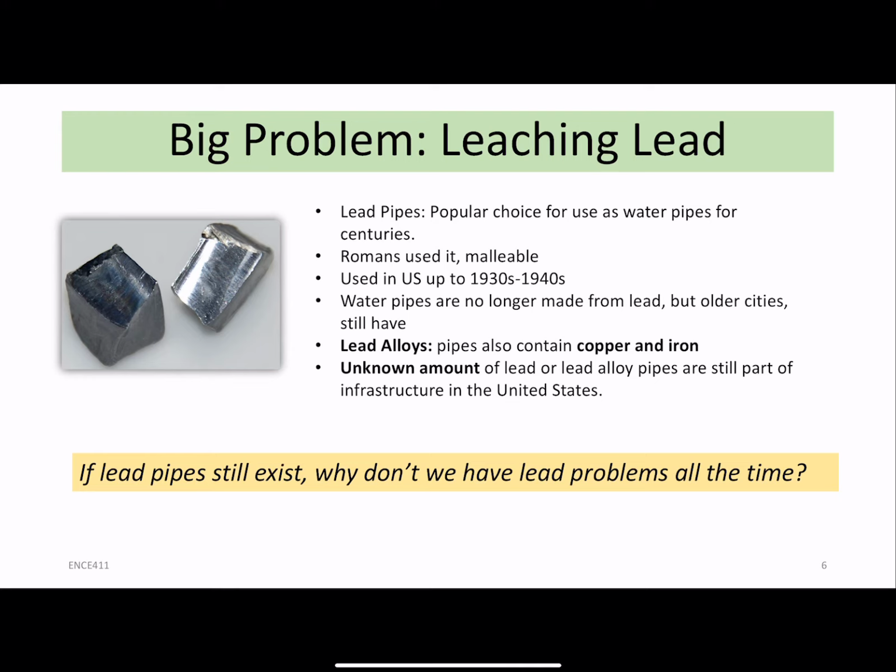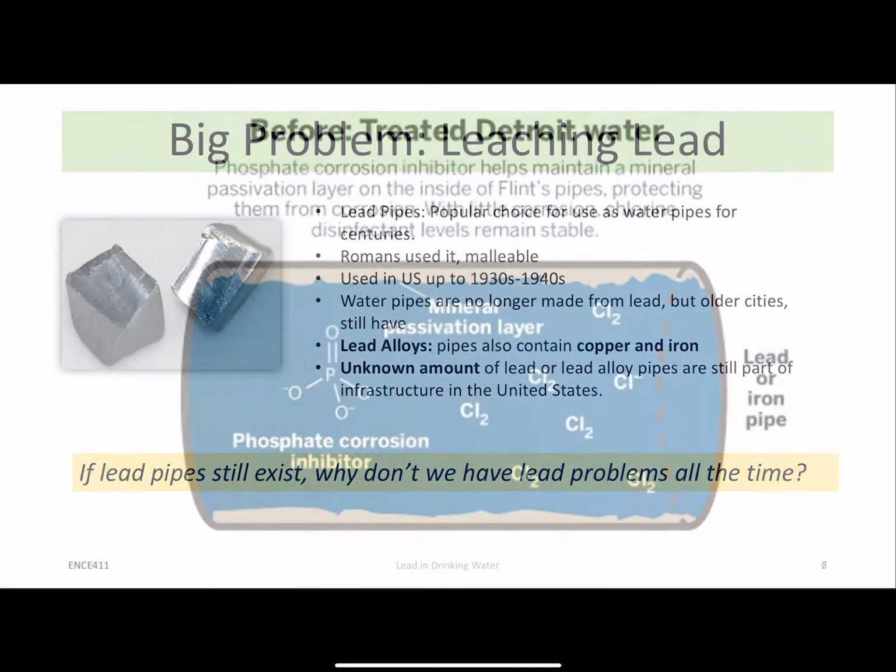But many cities in the US and other countries have old water distribution systems with lead pipes. They still have lead pipes. So there is an interesting question here. If we still have lead pipes, why don't we have lead problems all the time? And why do you think we don't have lead problems here? Because they're coated in a protective layer. Uh-huh, okay, cool. Very good.